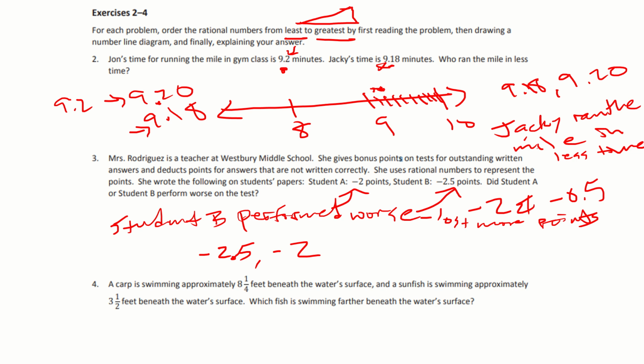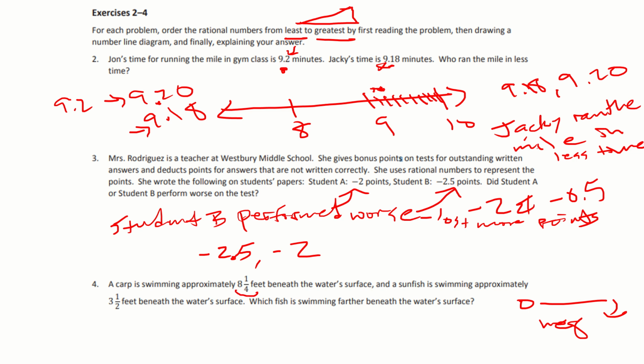Well, the bigger the number you go, the farther you go down, right? So 8 1/4 feet beneath versus 3 1/2 feet beneath. Keep in mind water surface would be like our 0 point, so anything down here would be a negative, right? It would be a negative. So the farther we go down, the more that this is a negative number.